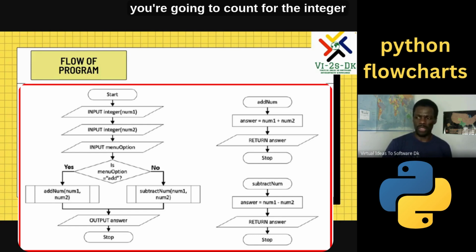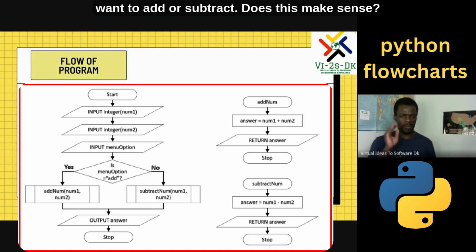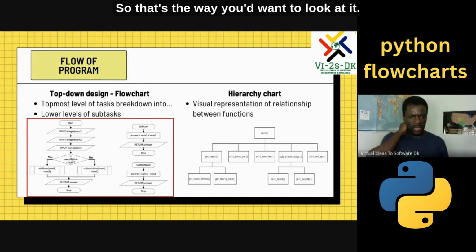In your program, you're going to ask for the integer number 1, ask for another integer, and then give them an option to choose if they want to add or subtract. Does this make sense? So that's the way you'd want to look at it.